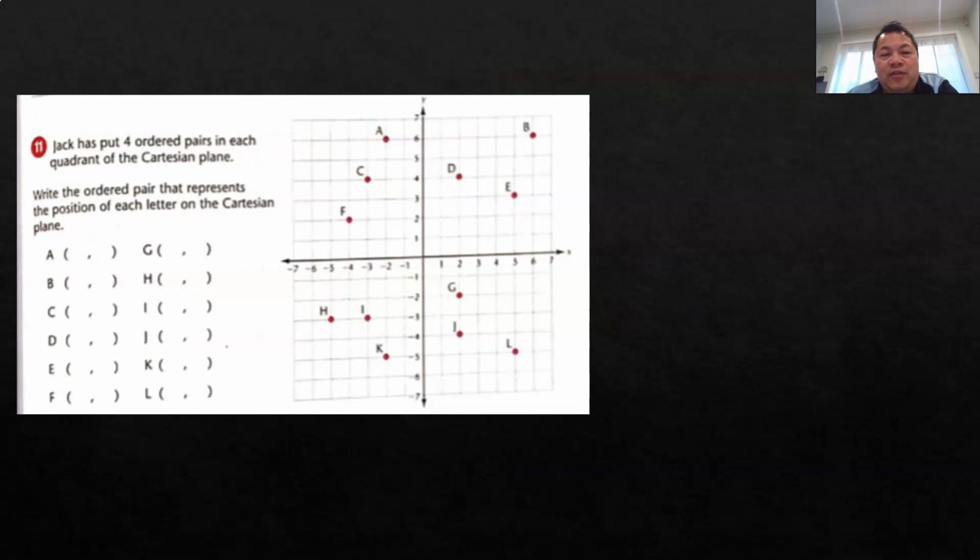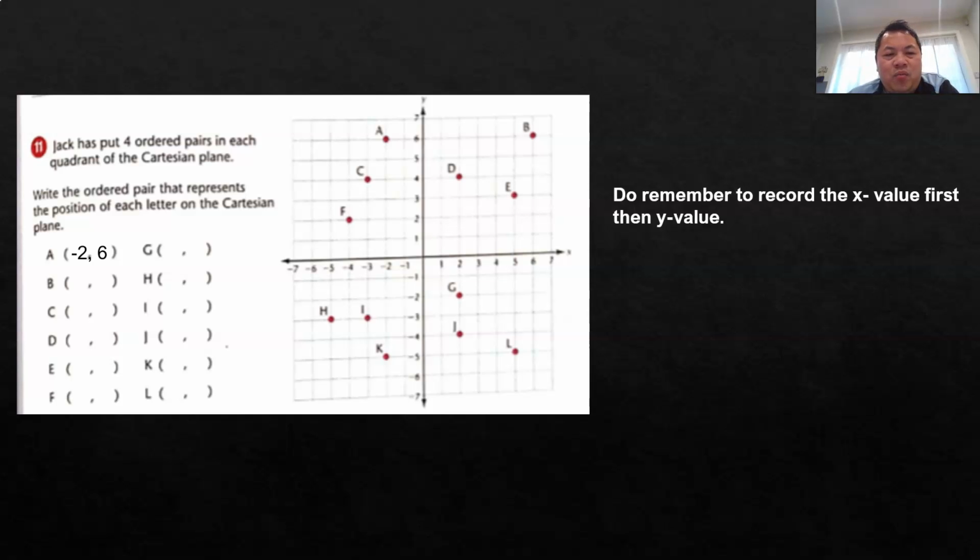Next one, question 11 will be a breeze. I'm quite certain most of you will get it. Always remember, you always have to read the x value first, then the y value. For example, A is here. Look at the x value here, which is -2. The y value is 6. So it's known as (-2, 6).